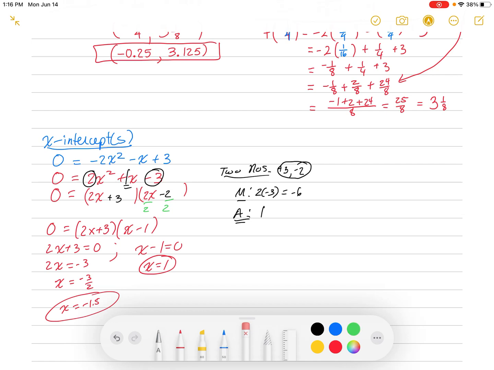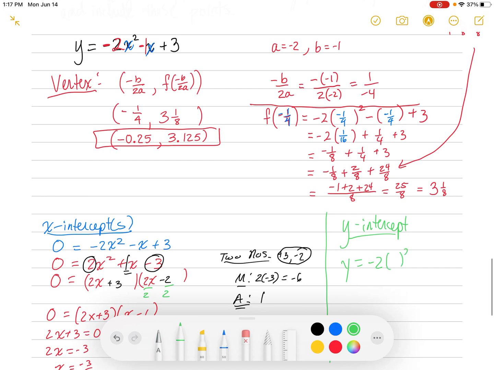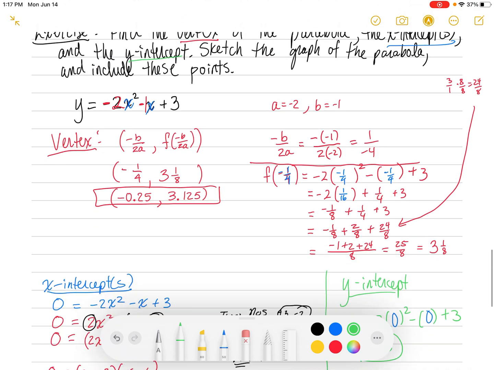And I don't know what's going on with my screen there. That's better. Now to find the y-intercept, we know how to do that. We set the x value equal to 0. I have y equals, what's my function? Minus 2 times blank squared minus blank plus 3. Everywhere we have an x, we're going to put a 0. It's just going to give me y equals 3. So I have a y-intercept at 3.